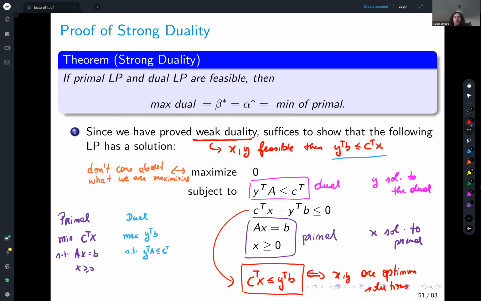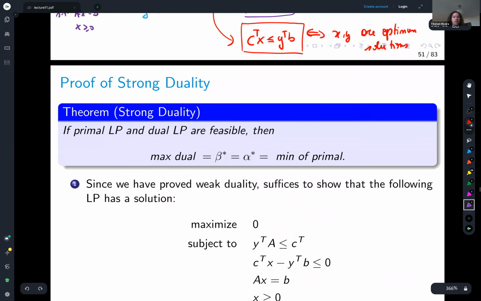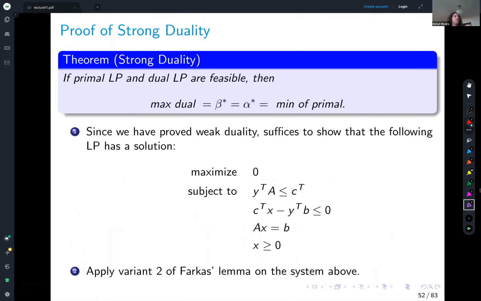Okay, so now all we did is pick the statement that we wanted to prove and encode the statement itself in a feasibility linear program. Since we have this linear program, let's apply one of the variants of Farkas lemma that we learned. Which variant are we going to apply? Let's apply variant 2 of Farkas lemma, because notice that we have just a bunch of inequalities, we don't have equalities, so we can apply variant 2.